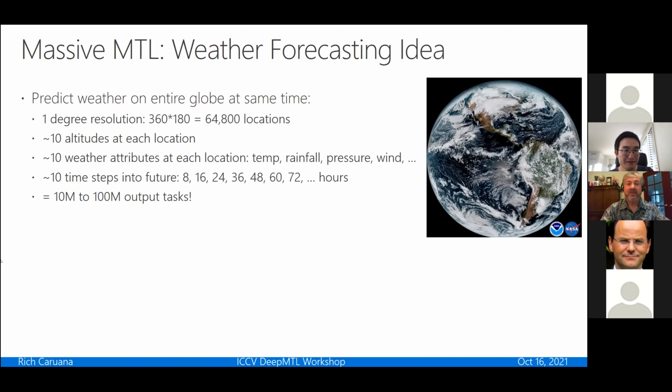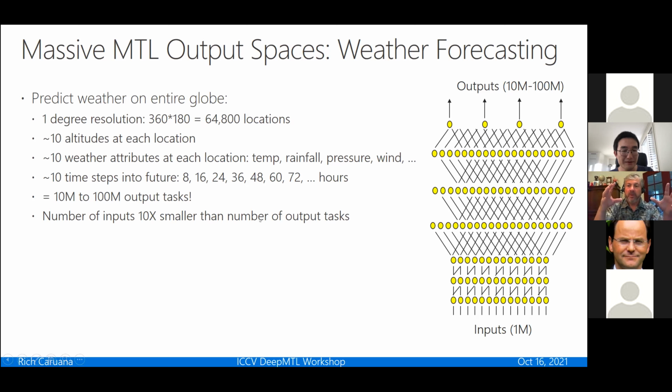Okay, so this would be a pretty big network, and it would have lots of outputs. We would have maybe 50 million outputs on this network. Now, the number of outputs would be 10 times larger than the number of inputs, and that's because the outputs are going to be all of these measurements at every point on the Earth for all possible times into the future that we're interested in predicting, whereas the input would probably only be the current state.